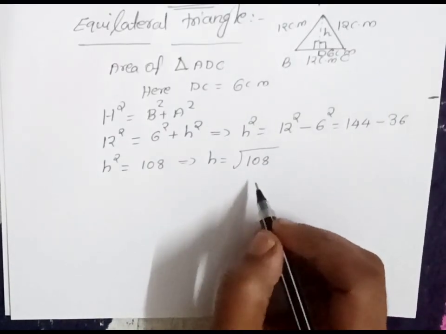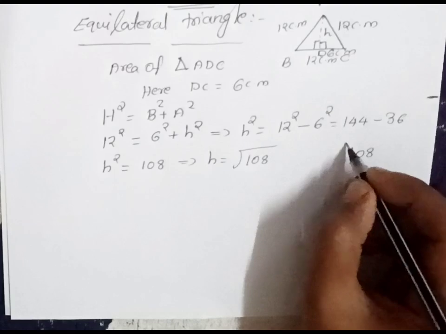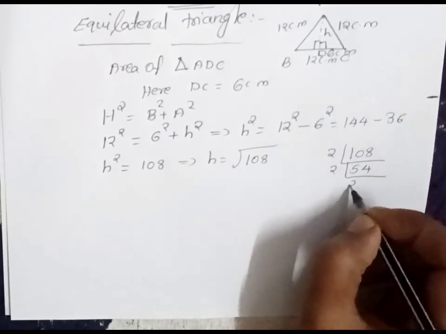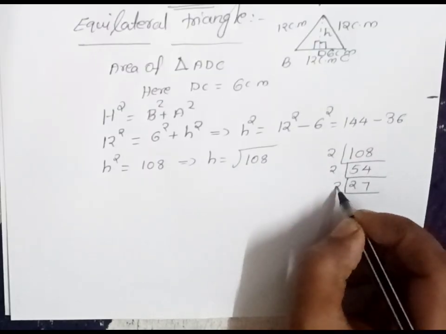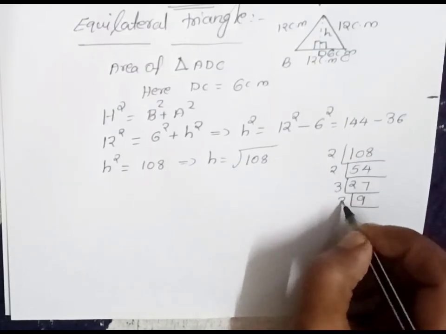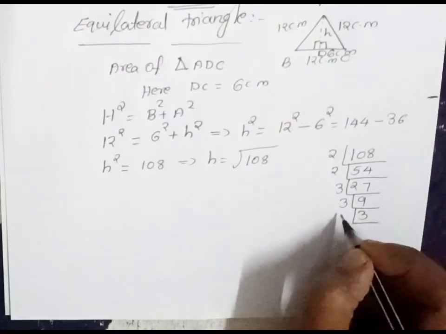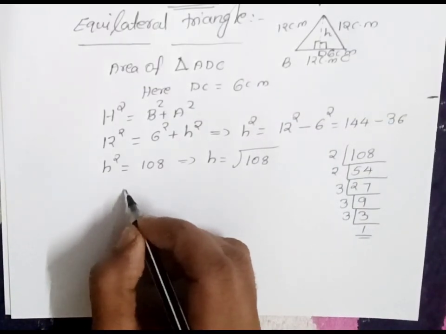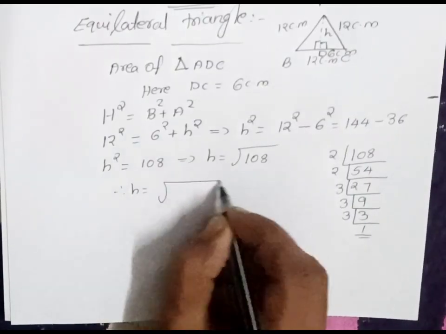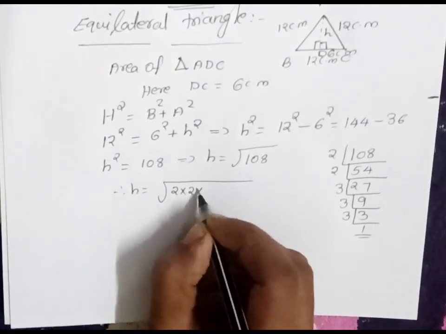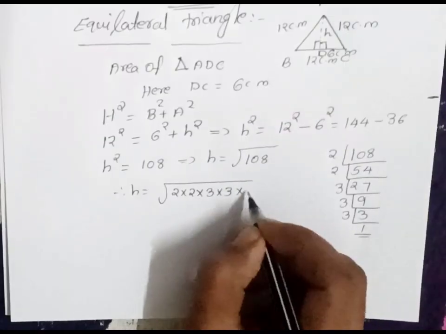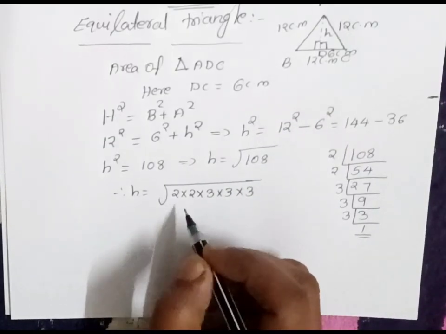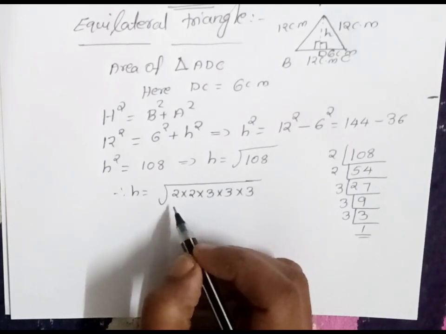Next, we can factorize 108. 108 divided by 2 is 54, then again divided by 2 is 27, then divided by 3 is 9, then divided by 3 is 3, then 3 3s are 9, then 3, 1. Therefore, root 108 can be written as h is equal to root of 2 into 2 into 3 into 3 into 3. Now we know that squares are multiplying a number by itself two times, and for the square root we can take one number from each pair.